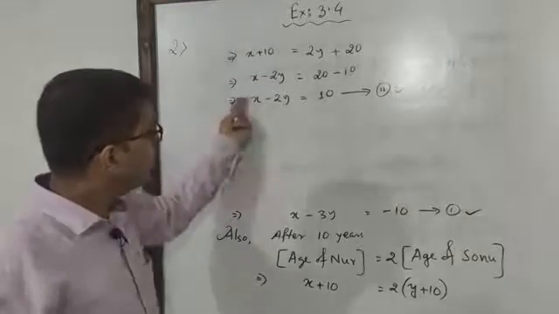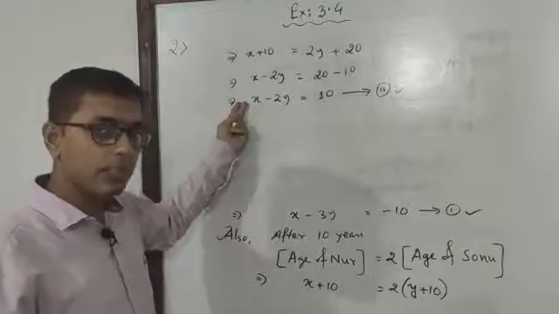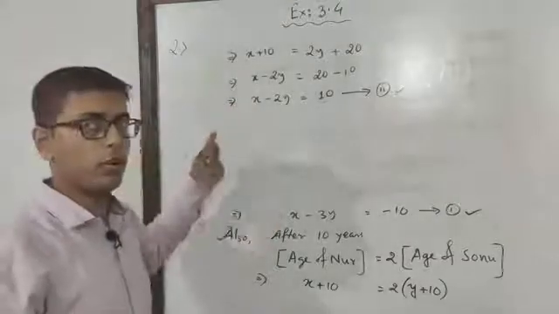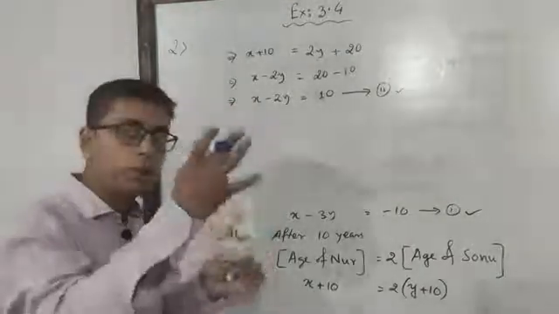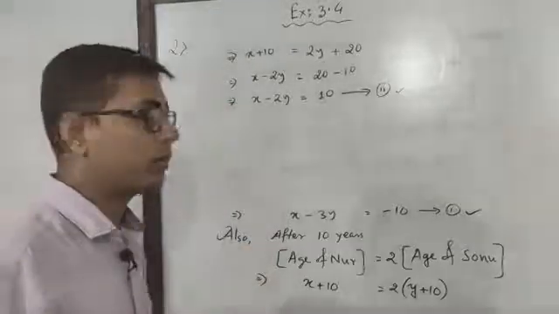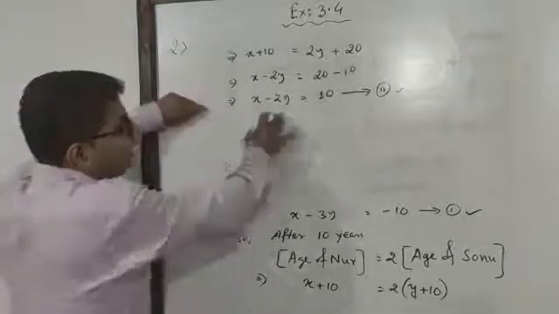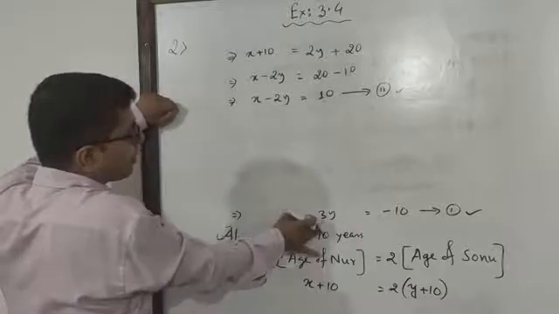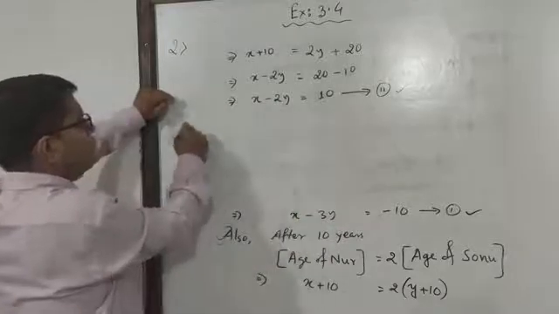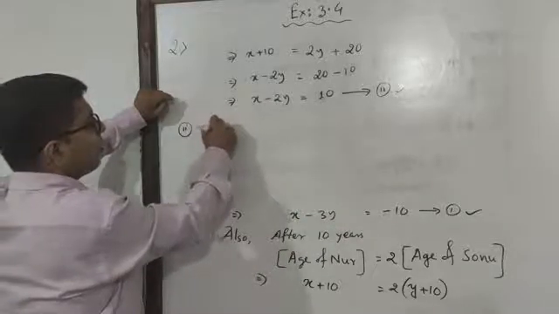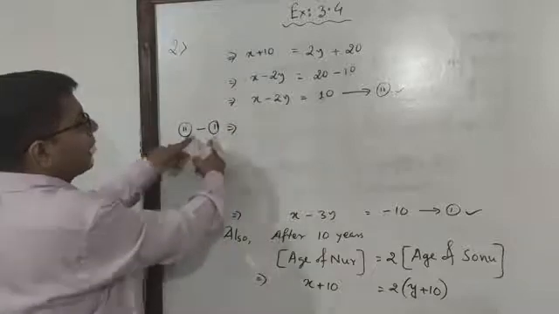And if they have different signs, one is positive and the other is negative, then we need to perform addition, then they will get eliminated. So very easy. Let us subtract the first equation from the second equation. That means equation 2 minus equation 1 we are going to do. Equation 2 minus equation 1.